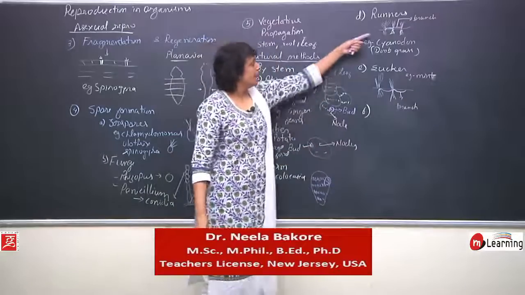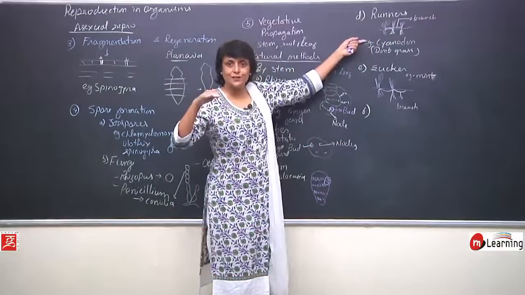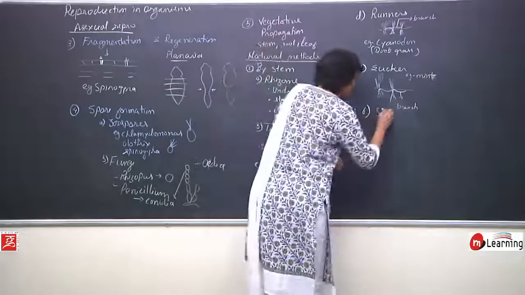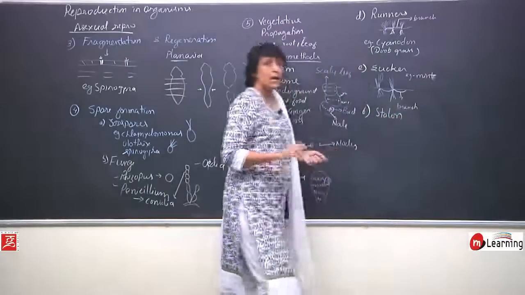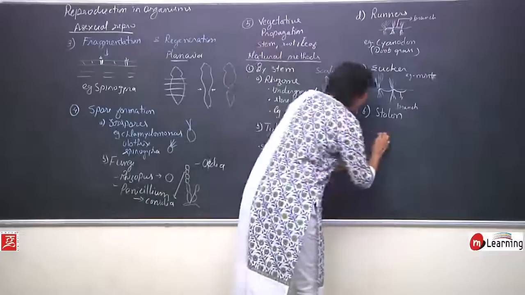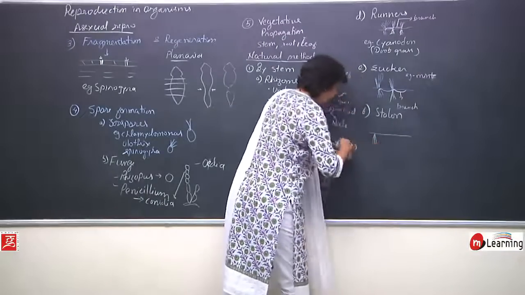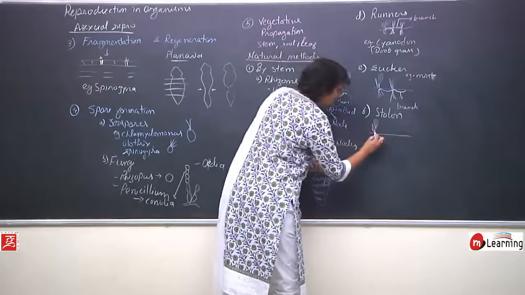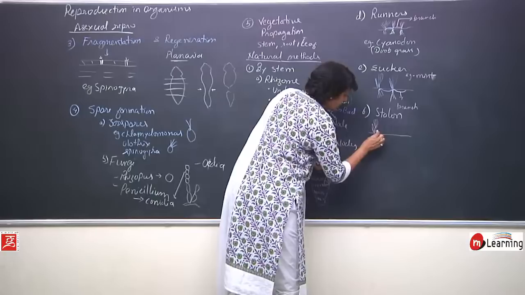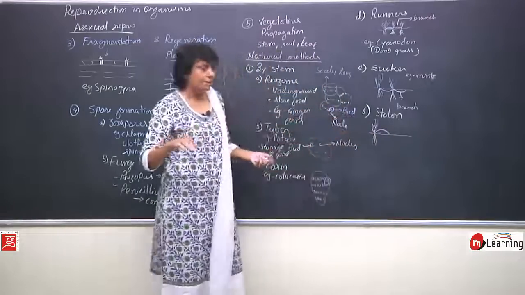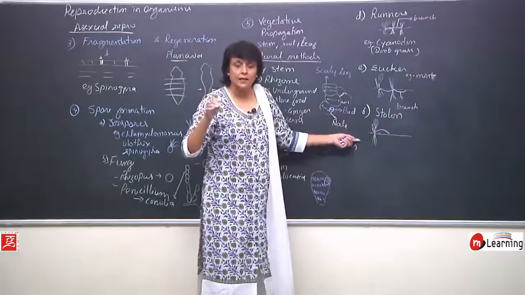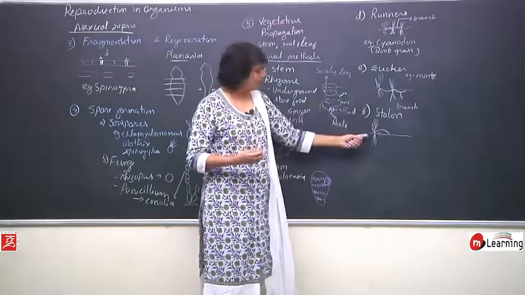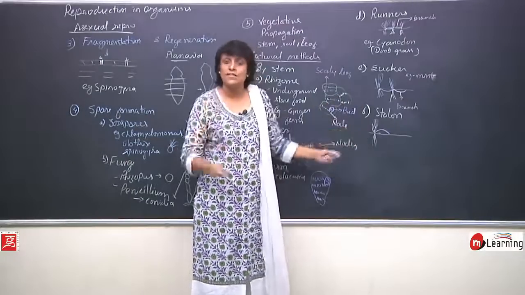Similar modification. In case of runner, it was lying parallel to the surface. In case of sucker, it is underground, and in this case, which is known as stolon, it is above the ground. But above the ground, again, this is the first plant, its leaves and branches, and the stem, it goes like this. It is not touching the ground all along. It is above the ground, but it is subaerial. If it is above the ground clearly, then we call it aerial. If it is underground, it is underground. It is slightly above the ground. It is known as subaerial.